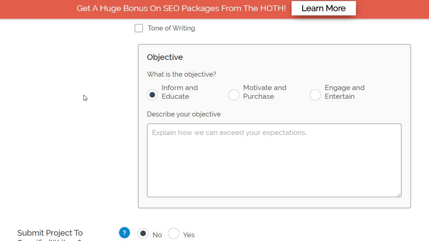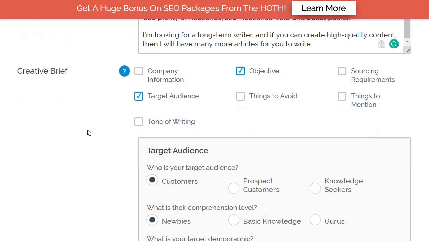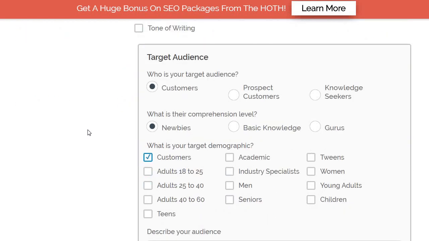Motivate and purchase is definitely going to be a review type or maybe a bonus page, something like that. But for what I'm looking to do, it's probably going to be inform and educate, so you could probably just keep it on that. Sourcing requirements, target audience. Let's look at this one. Once again, this is going to be up to you based upon your niche and who you're targeting and so on and so forth.